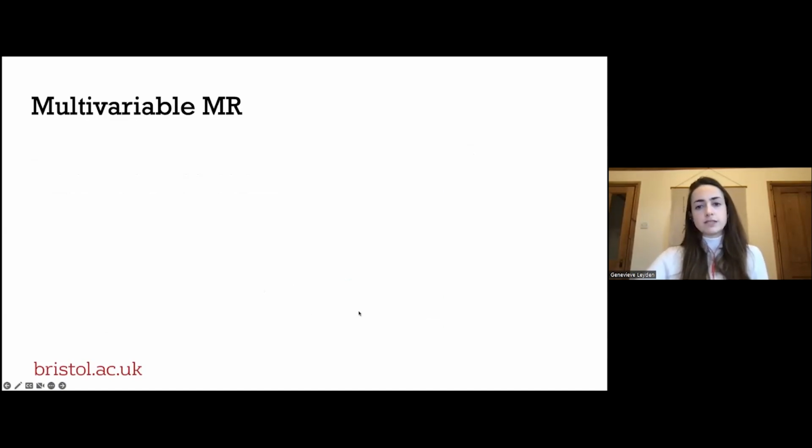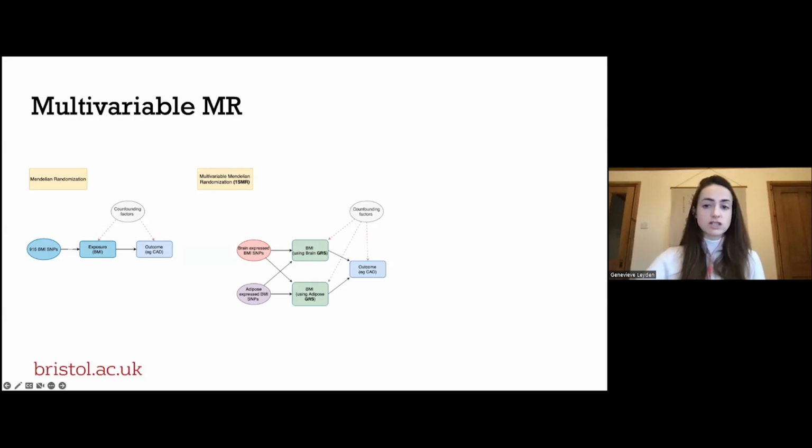So the tissue partitioned MR approach is based on a multivariable model. This is an extension of the conventional MR approach I mentioned earlier, where we were estimating the total lifetime effect of BMI on a disease outcome. The multivariable MR method allows you to estimate direct effects of potentially related exposures, and this is achieved by including each exposure in the same model, but conditioned on the other.